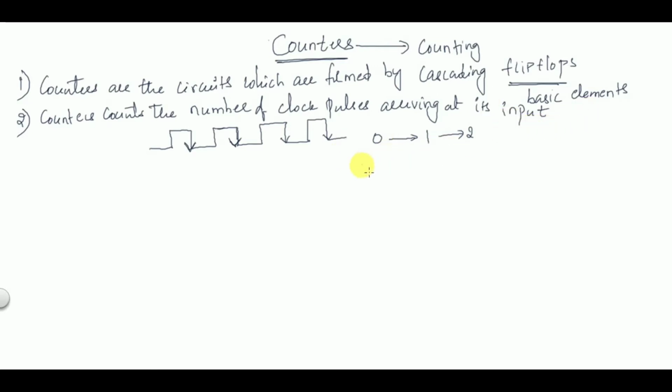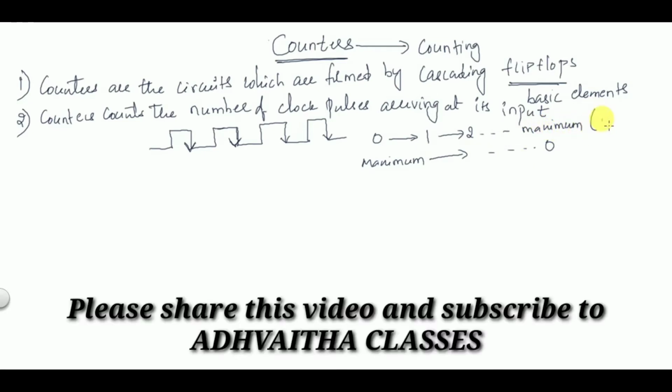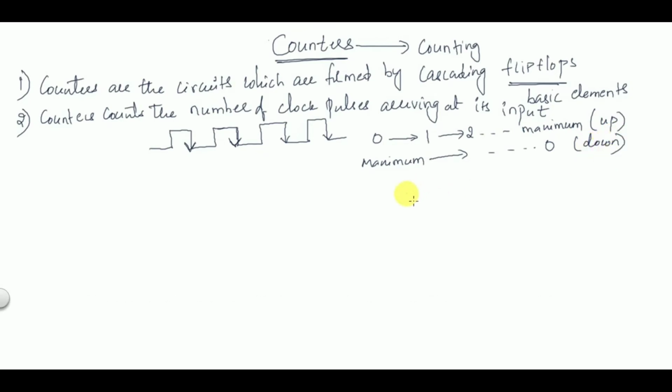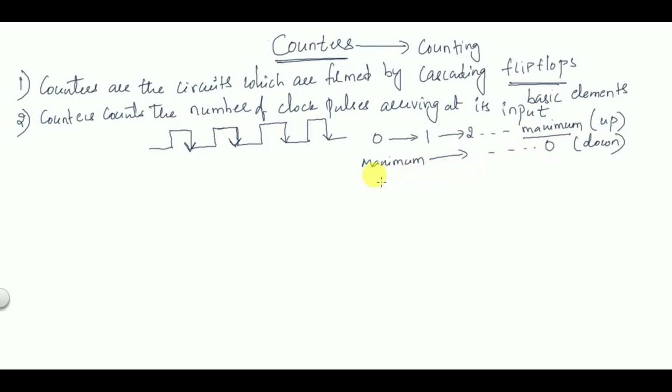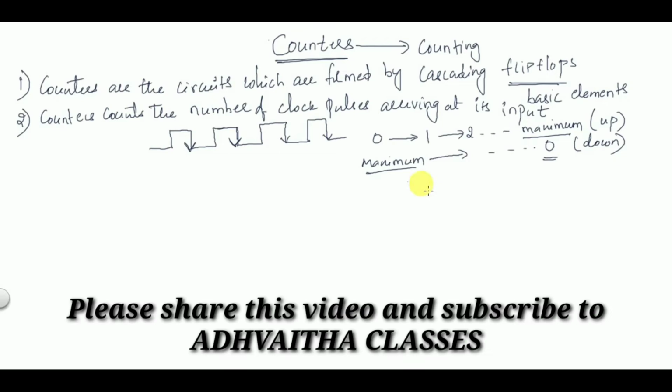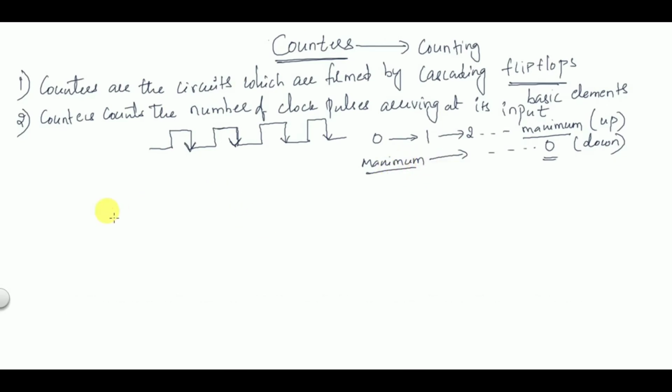If it is a down counter, it starts from the maximum value and then decreases, and finally it becomes 0. So this is called an up counter and this is called a down counter. Up counter starts from 0 and ends at maximum. Down counter starts from maximum and ends at 0. I will tell you about this maximum later.